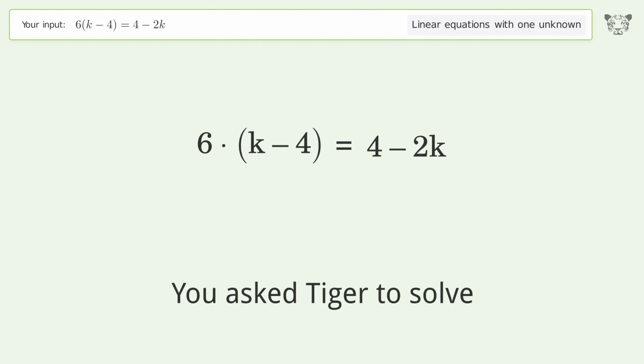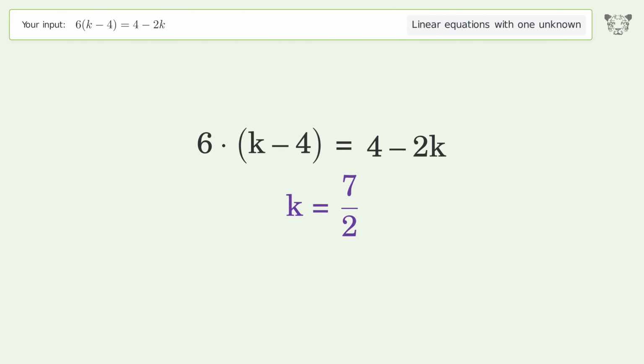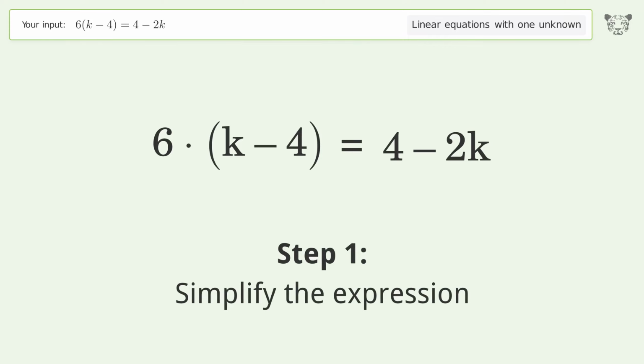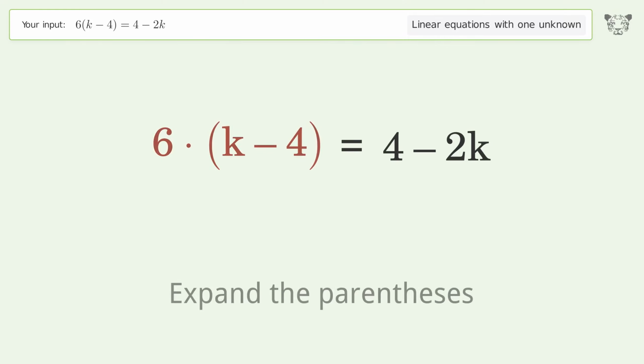You ask Tiger to solve. This deals with linear equations with one unknown. The final result is k equals 7/2. Let's solve it step by step. Simplify the expression. Expand the parentheses.